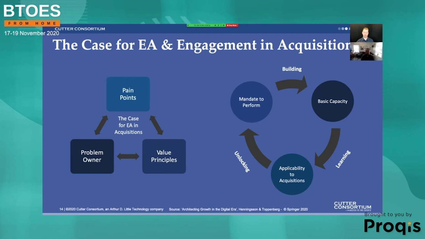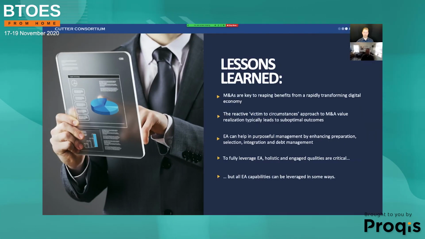All right, so that's what we had to share with you today. There's a couple of lessons learned that we wanted to ensure that you took away, and some reality checks. Mergers and acquisitions are absolutely key to reaping benefits of transforming digital economies. More and more, we're seeing small and large organizations using this as a capacity and capability to move ahead of many of their competitors.